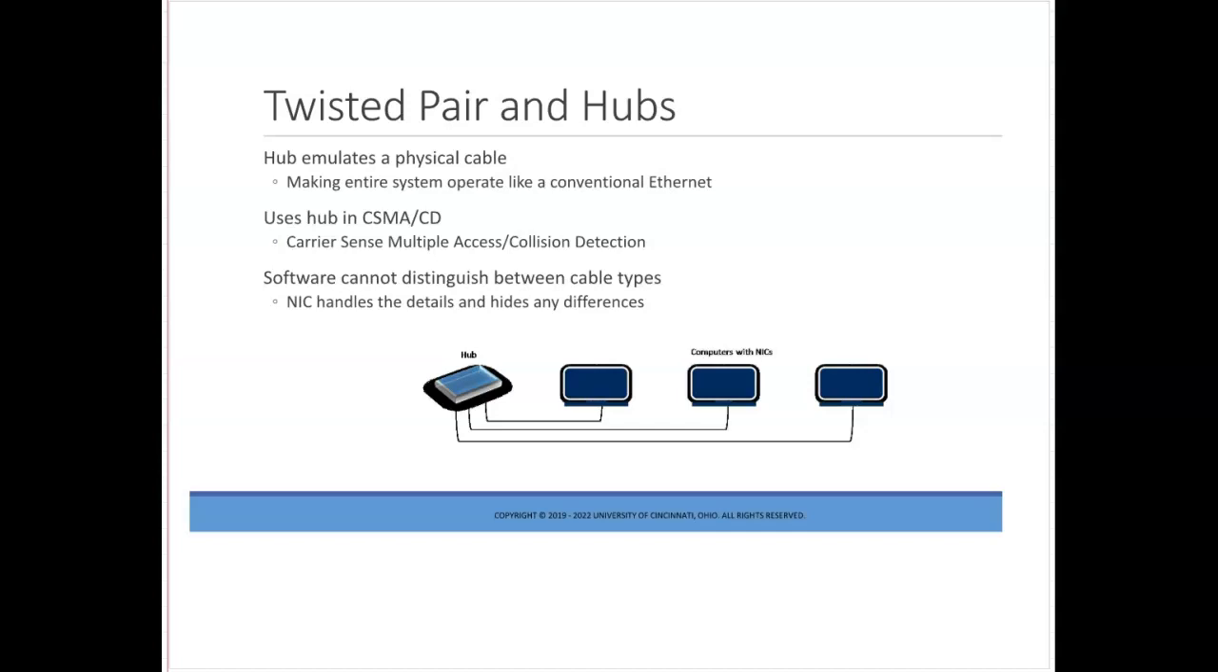Twisted pair Ethernet retains the same frame format as previous versions. In fact, software on a computer cannot distinguish between thick Ethernet, thin Ethernet, and twisted pair Ethernet, and the NIC handles the details and hides any differences.